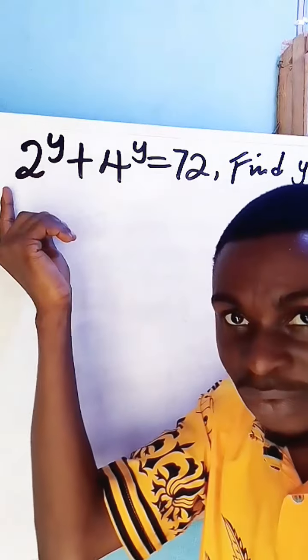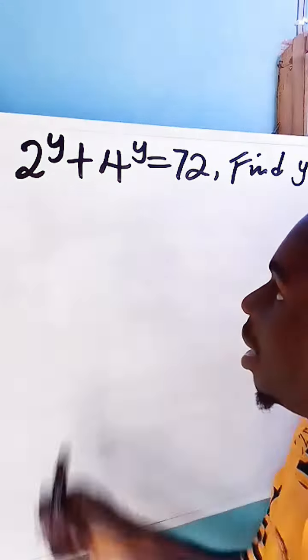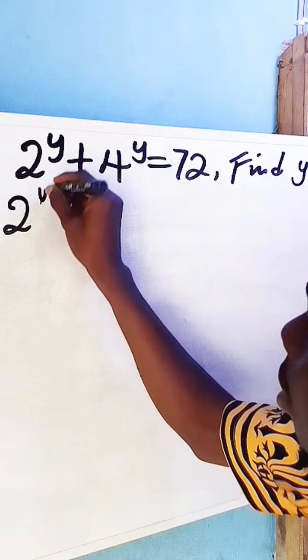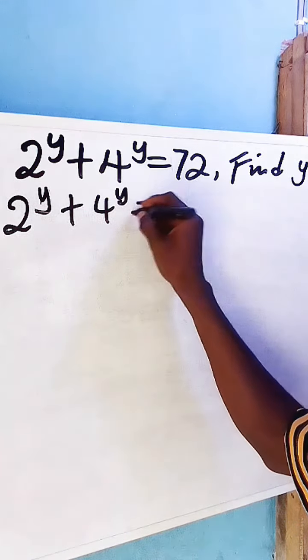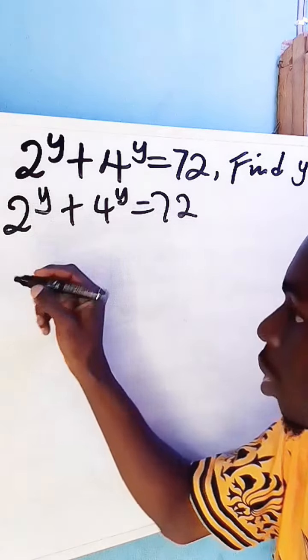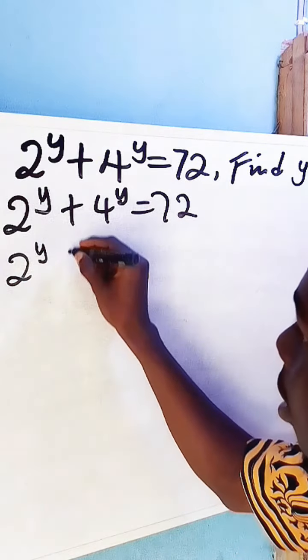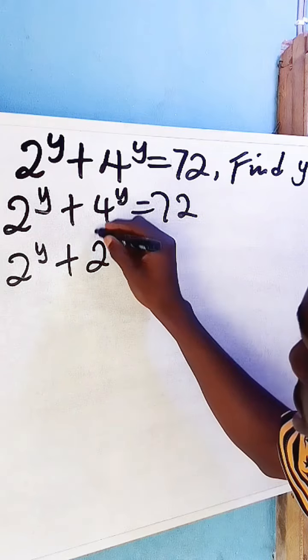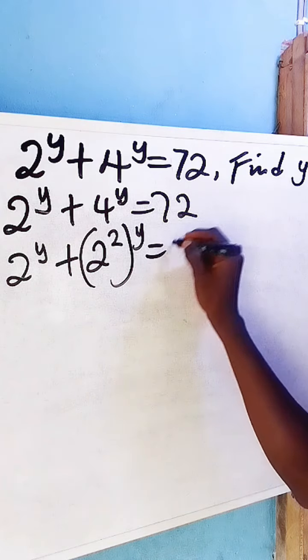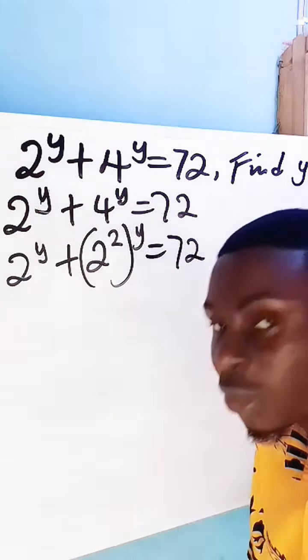Express 4 in base of 2. Now, we are going to have 2 power of y. Let me rewrite the equation. Plus 4 power of y is equal to 72. Now, we are going to have 2 power of y plus 2 power of 2, which gives you 4, multiplied by this, raised to the power of y, equal to 72.